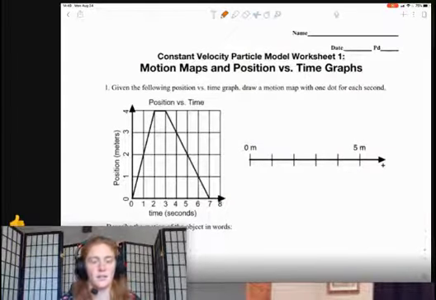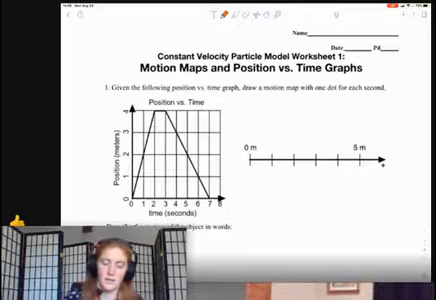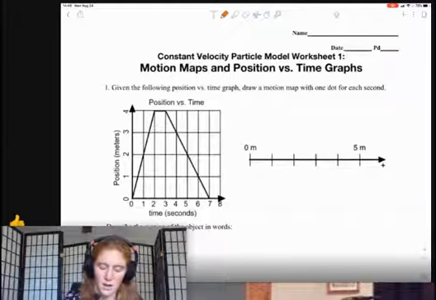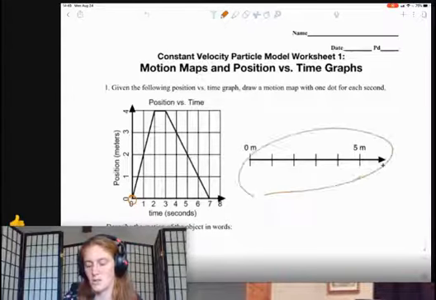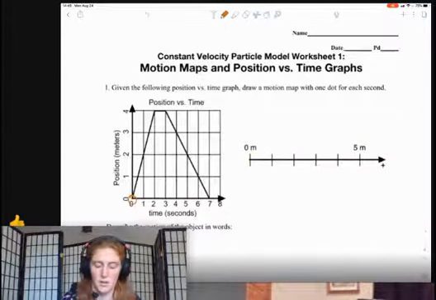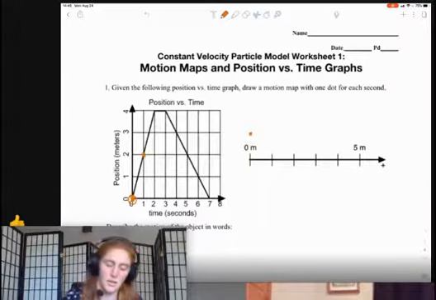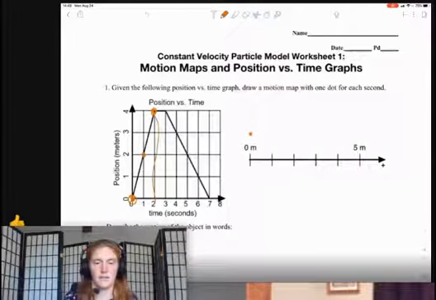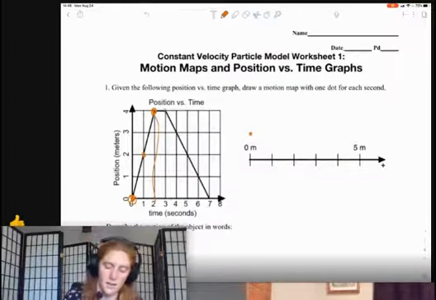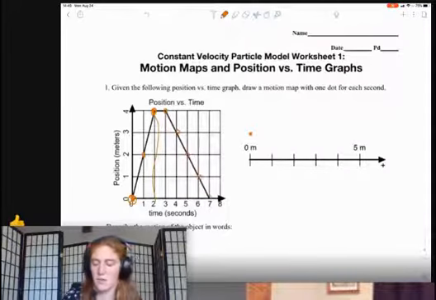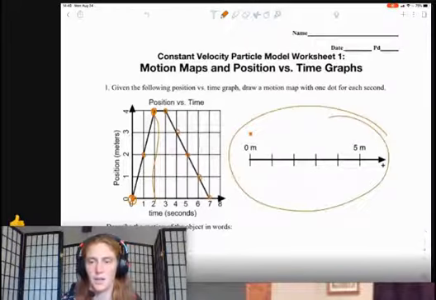Okay. The easiest way to do this one is you can look at where these are and you're going to create a motion map for this one. So the easiest thing to do is at t equals 0, the position is at 0, so I'm going to put a dot there. And then at 1 second, I can look at where it is and put a dot there. And at 2 seconds, I can follow it up and put a dot where it is. And every second, I will put a dot on my motion map. And then once I have all the dots drawn, I can connect them with my arrows.